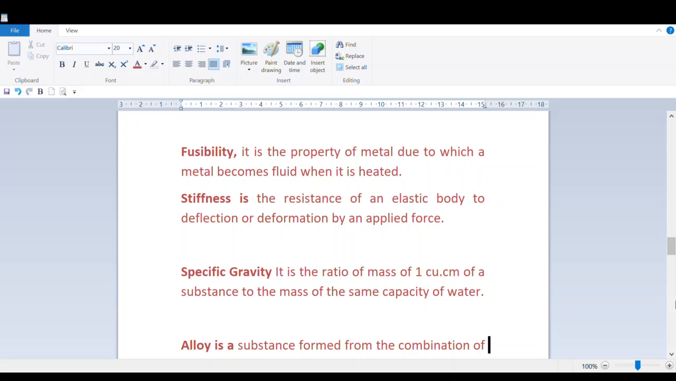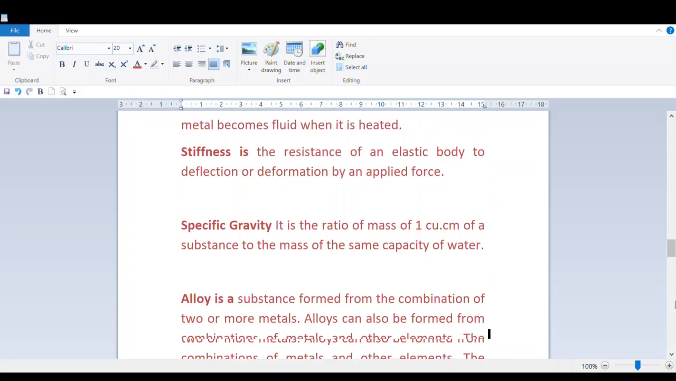Stiffness is the resistance of an elastic body to deflection or deformation by an applied force. So stiffness, the condition says the material should be elastic. So stiffness is the resistance of an elastic body to deformation. That is stiffness. It specifically says that elastic body.